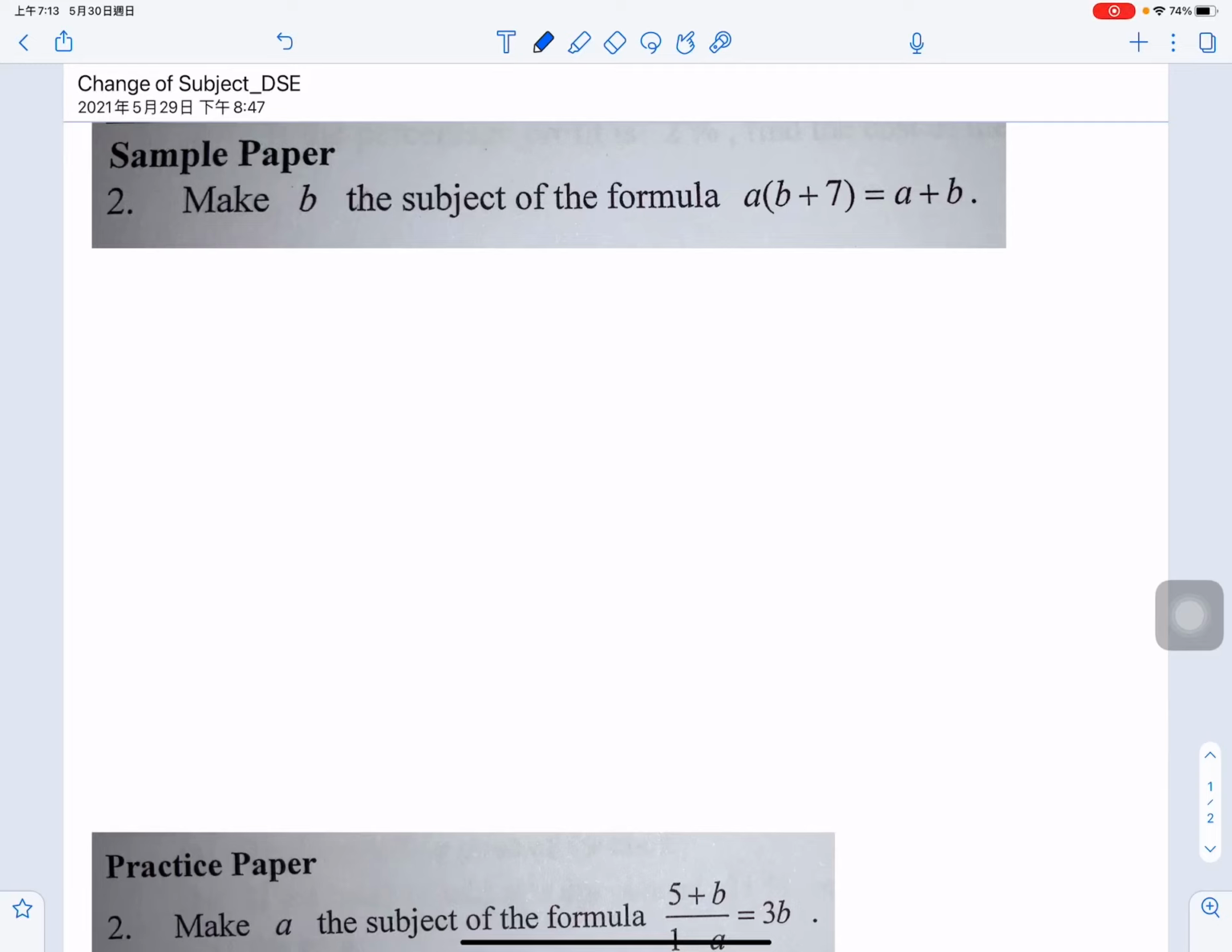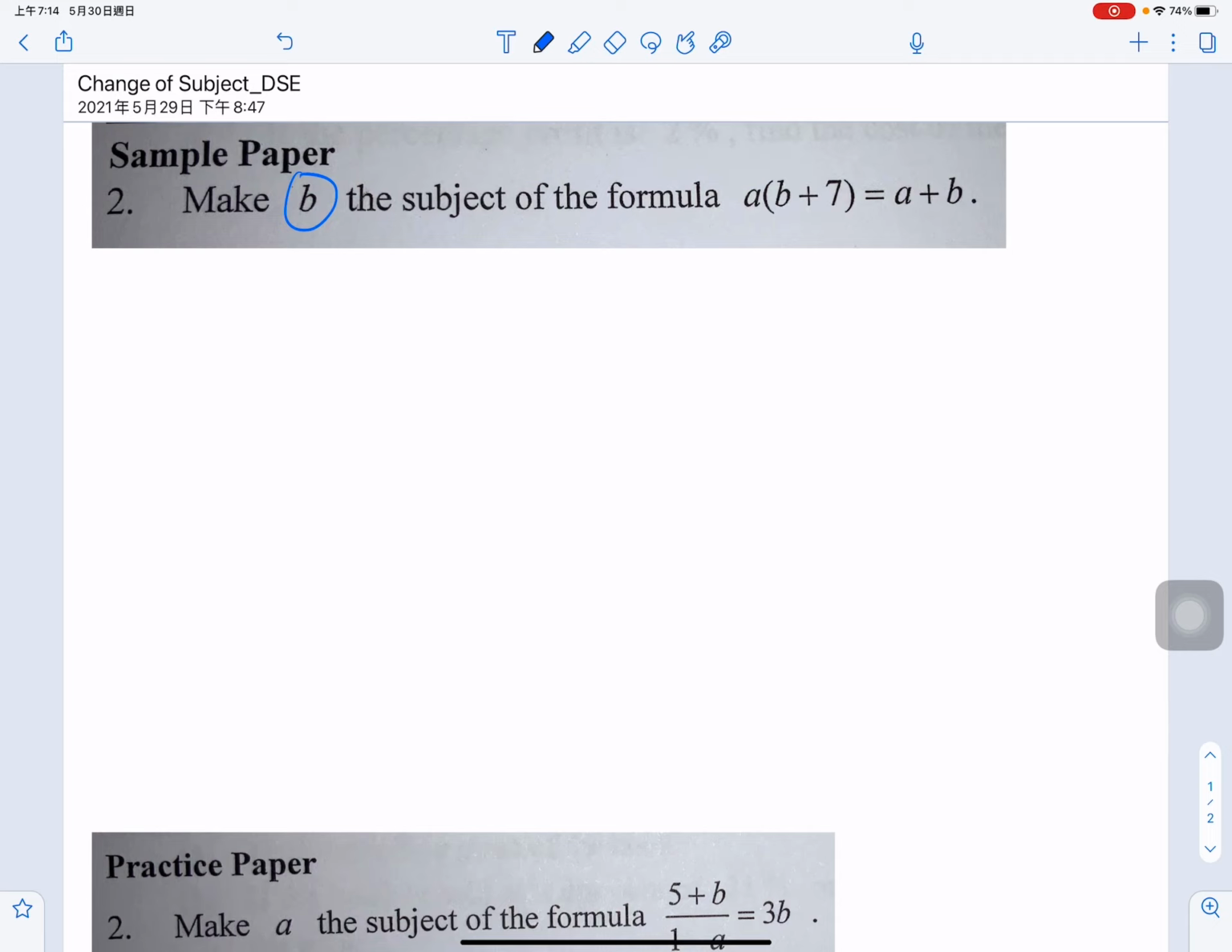Okay, let's have a look at the DSE question. This time we'll change the subject to this topic. So let's choose some sample paper, practice paper, and the public exam question in DSE. Now have a look. This question comes from the sample paper. Make b the subject of the formula.